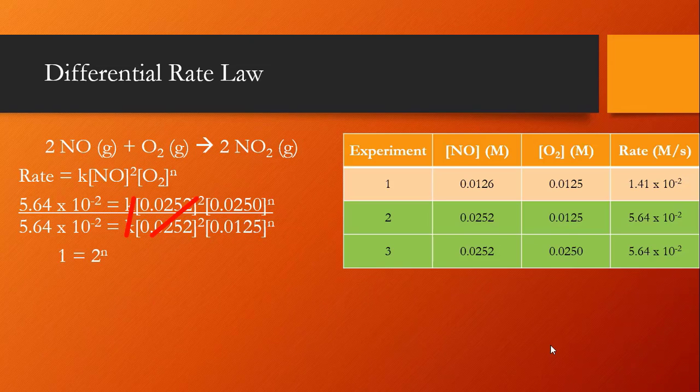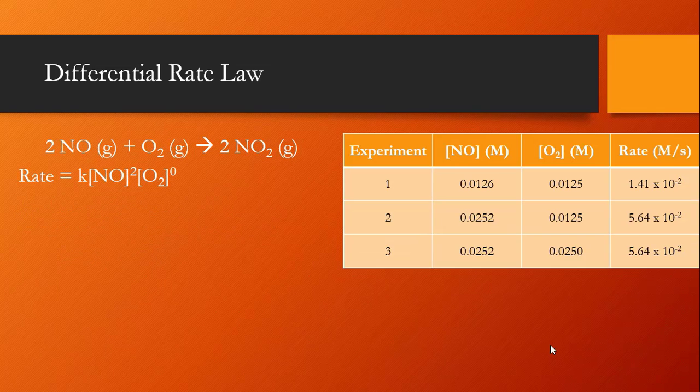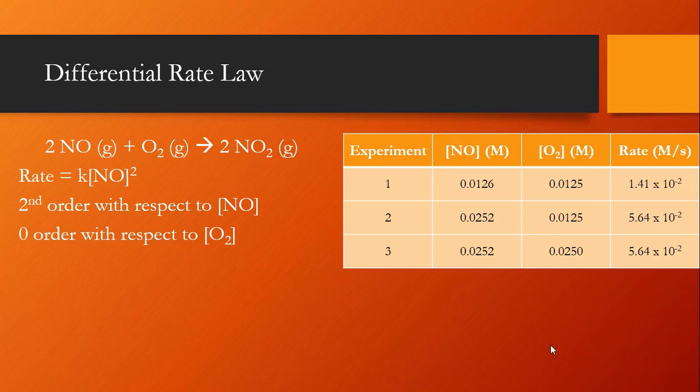When you do the math, you get 1 equals 2 raised to some power. So n has to equal 0. And so we can put the 0 next to the O2, but anything raised to the 0 power is 1. So we would say the rate equals K times the concentration of the nitrogen monoxide squared. It is second order with respect to nitrogen monoxide. It is 0 order with respect to the oxygen. And the overall reaction is second order.